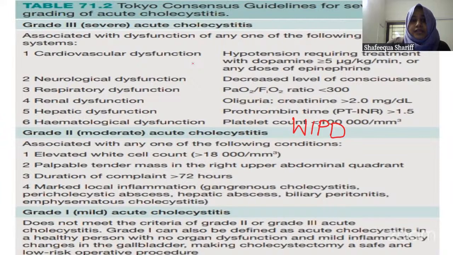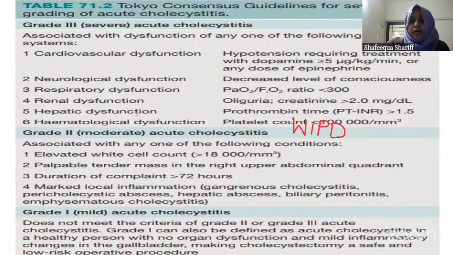So whenever the patient is sick, there's usually hypertension. In this cardiovascular dysfunction with hypertension, it requires treatment with dopamine greater than or equal to 5 mcg/kg/min or epinephrine. Next to the heart is the lungs. The ratio of the partial pressure of oxygen to the fractional inspired oxygen (PaO2/FiO2) should be less than 300. Then you have to come to the liver.